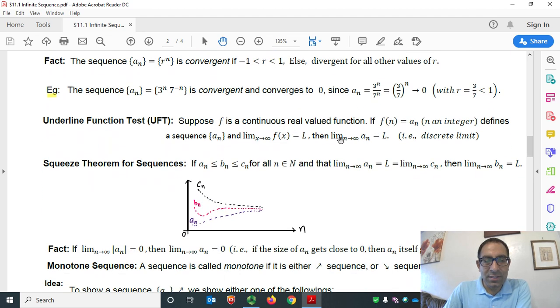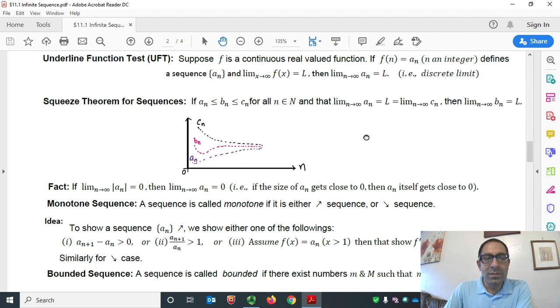Underlying function test, we go by UFT. Suppose f is a continuous real-valued function and f(n) equals a_n, for n an integer. Define the sequence a_n, and the limit as x goes to infinity of f(x) equals the number L. Then the limit of the terms of the sequence converges to L.